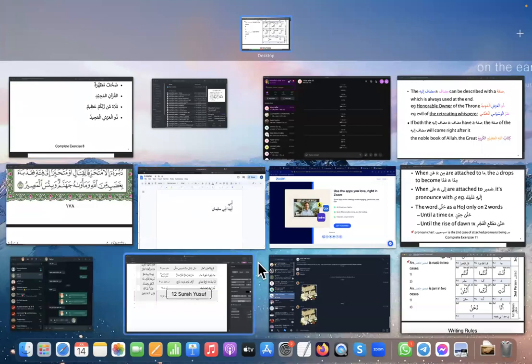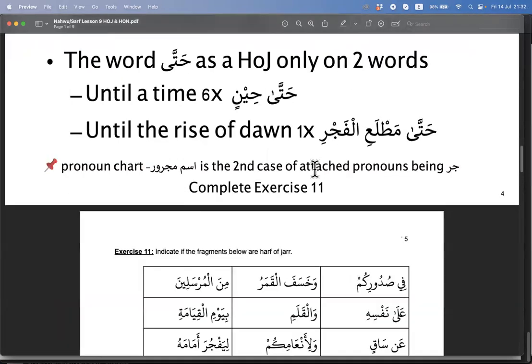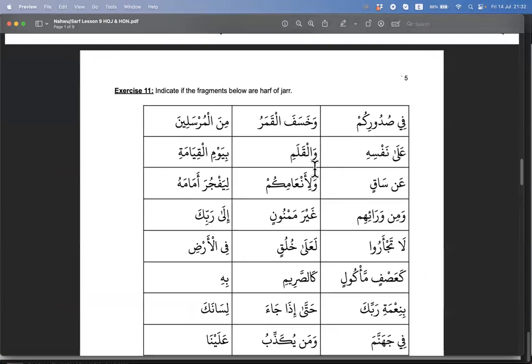If you have an attached pronoun after a half of jar, like ilaihi, ila is half of jar, that will make he what status? It will make it jar status. Yes, exactly, it is the ism majrur, so it's jar status. So we've learned two now. Attached pronouns are jar when attached to an ism and when coming after a half of jar. All clear? Clear.